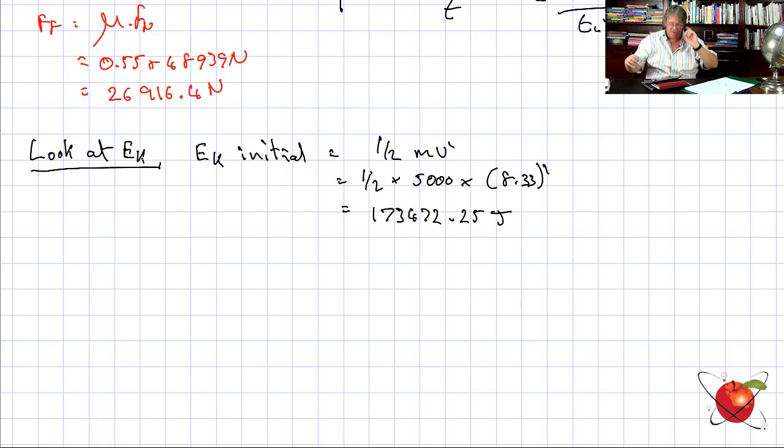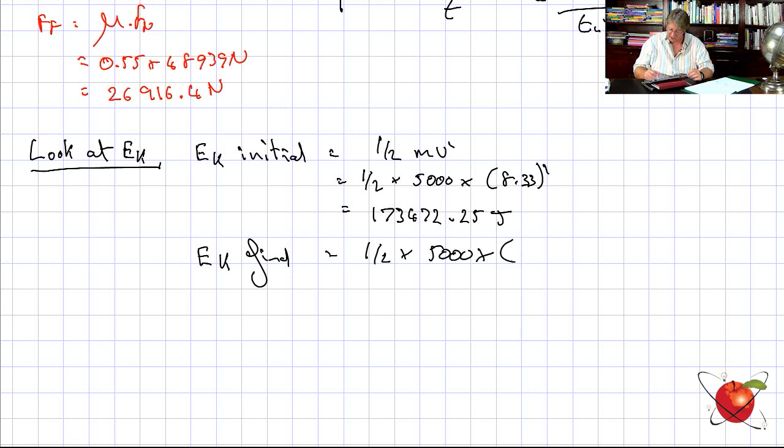Let's just finish first of all. I'm getting a bit sidetracked. E_k final is equal to a half times 5,000 times my final velocity, 13.88 squared. So my final kinetic energy is then going to be 481,636 joules.